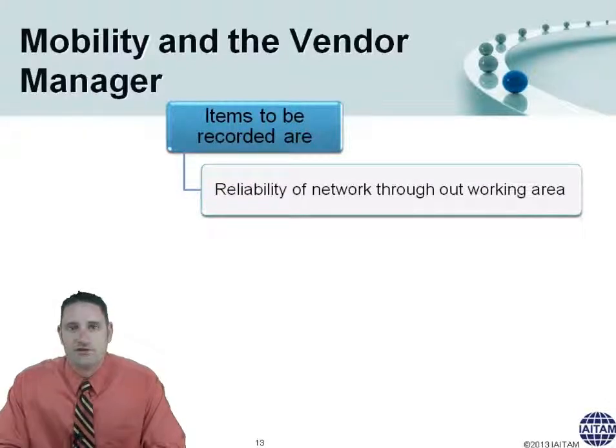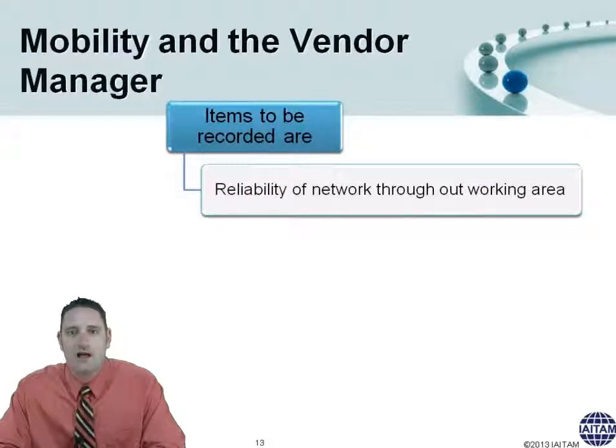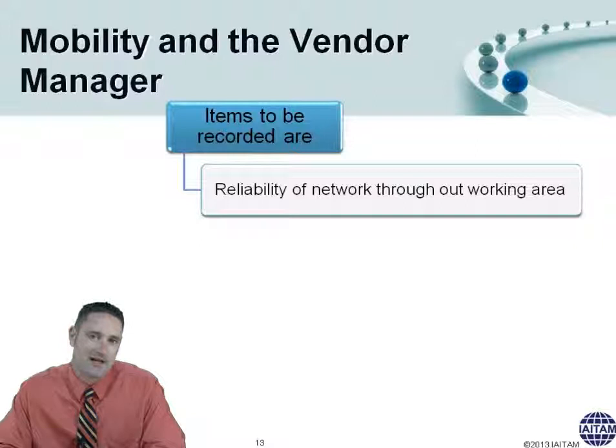Mobility in the vendor manager. Items to be recorded are reliability of network throughout the working area. If your vendor is an ISP or a carrier, we want to make sure that we have the best carrier and the best signal and the best network throughout where our employees are. And this is something that's, again, unique to mobile. You don't really have this ISP and network conversation when you're dealing with a laptop or a specific piece of software to go on a piece of hardware. This is something that's pretty much unique to the mobile environment.